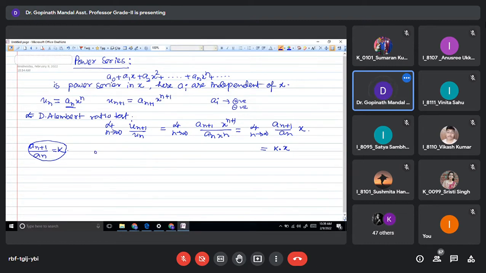Now, if by D'Alembert ratio test this is less than 1, then the series is convergent.